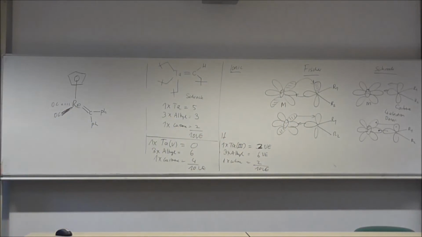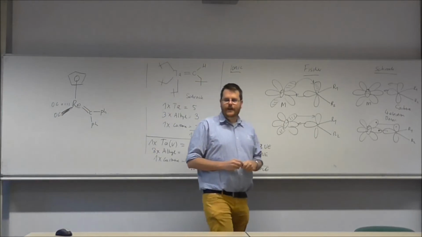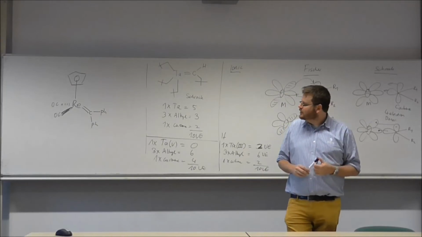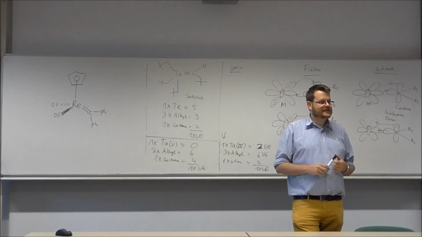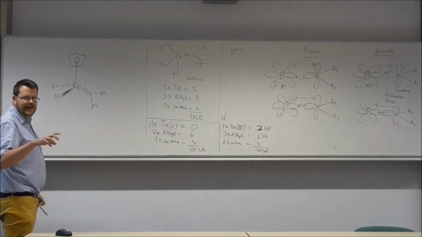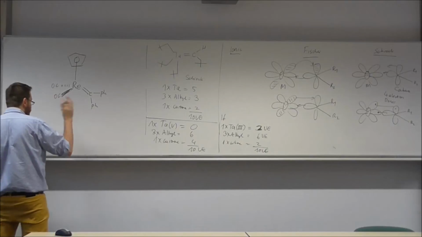So does anybody want to count the electrons? Let's now just count it covalently. How would we do that? So, who wants to give it a go? Which group is rhenium? 7. Yes, it's 18. Counting covalently. You see, if you count covalently, you don't bother about whether it's Fischer or Schrock type. It's much easier. All right, but let's just look at all the cases.